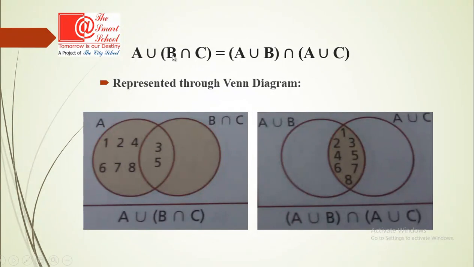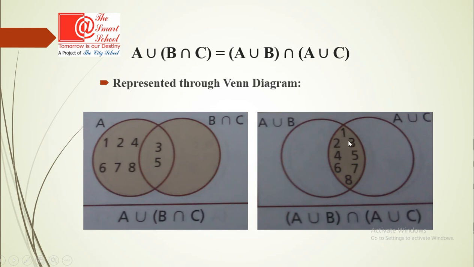Now we will show it in a Venn diagram. Here this is set A and this is set B intersection C, and the members of B intersection C are 3 and 5. So when we make its union with A, we will have 1, 2, 3, 4, 5, 6, 7 and 8. So this shaded part is showing A union (B intersection C).